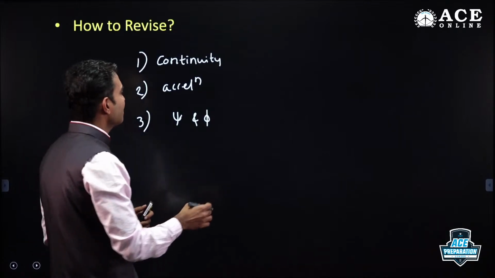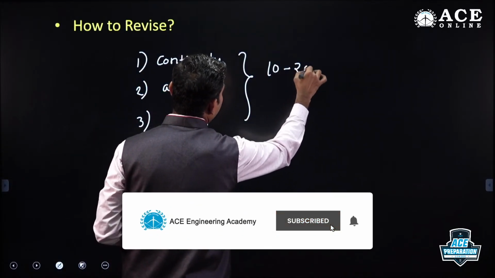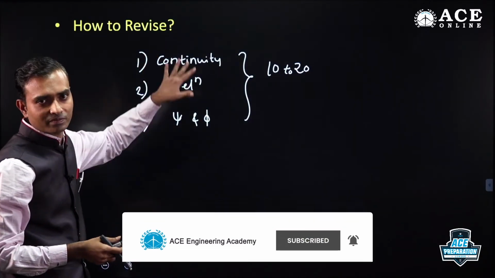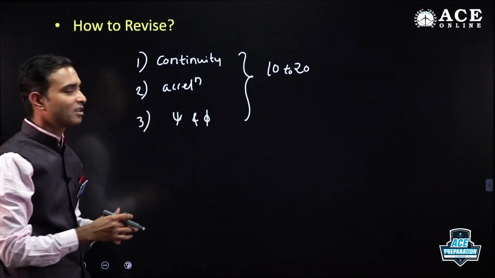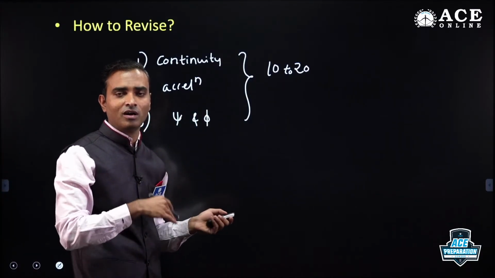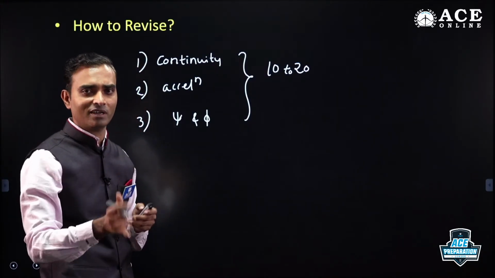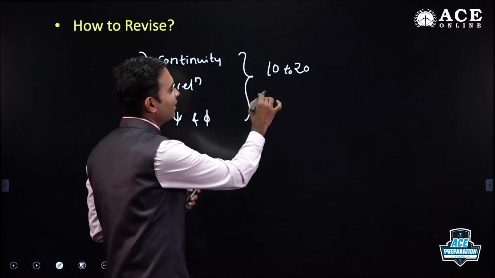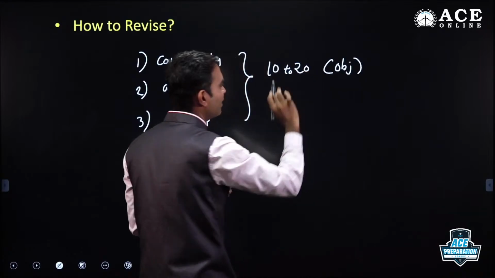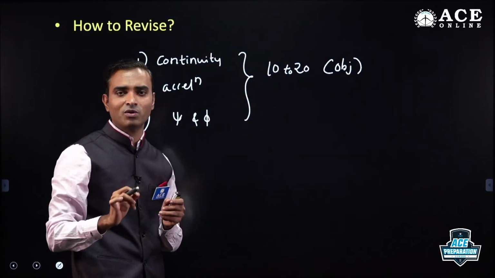Then what you do is, select 10 to 20 different types of question on these topics. You can select those questions from coaching class material, or from previous ESE questions, or whatever material you have. Select 10 to 20 different objective questions. Don't go for conventional. And you try to solve those questions without any revision.